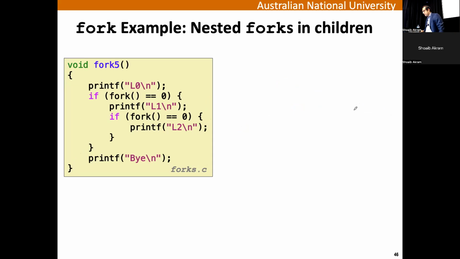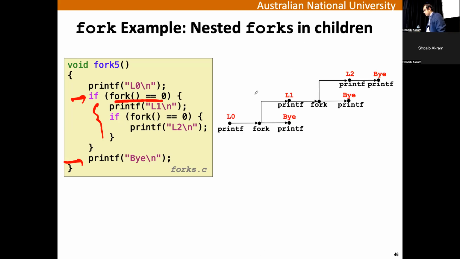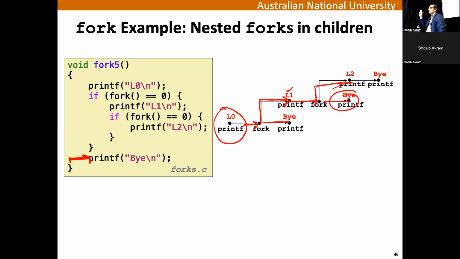Nested forks in children. So this time we turn the tables. When we call fork, the child enters and executes these statements, and the parent only executes these statements. So the main function starts with L0. There's a fork. The parent goes straight to here. The child is a new process, executes L1, does another fork, the parent goes to "bye", and the child goes to, right, okay.